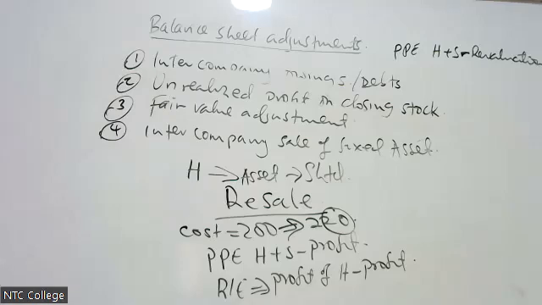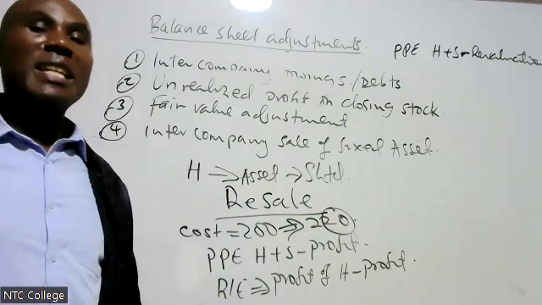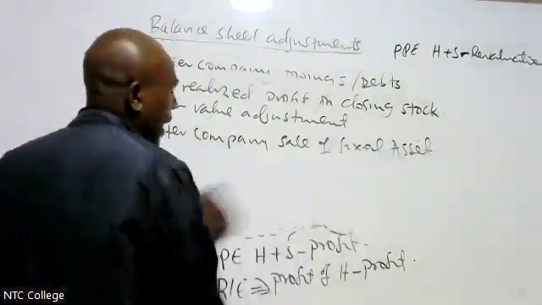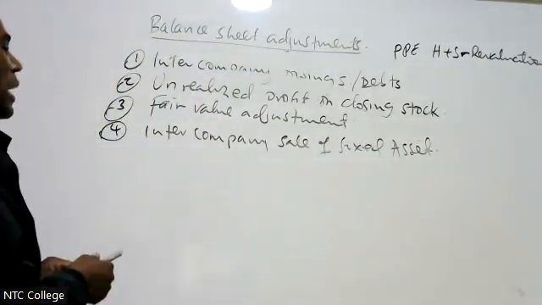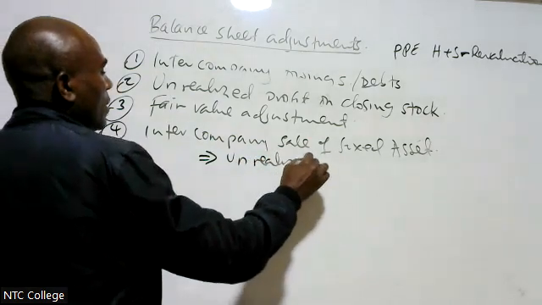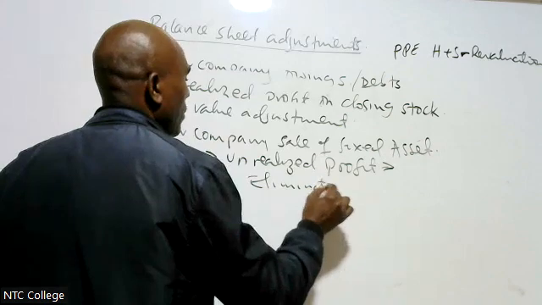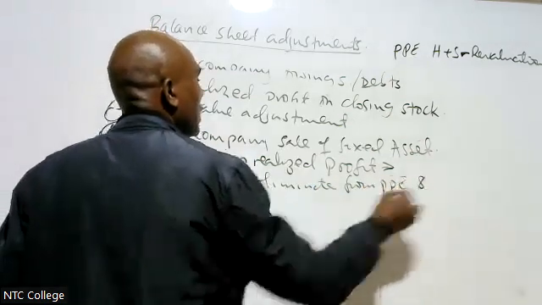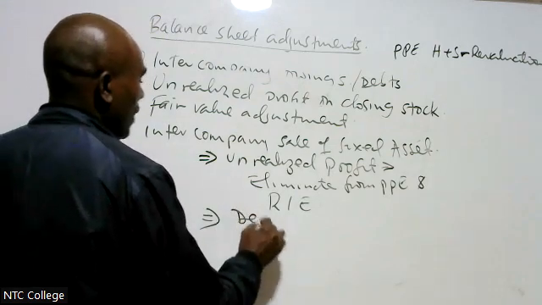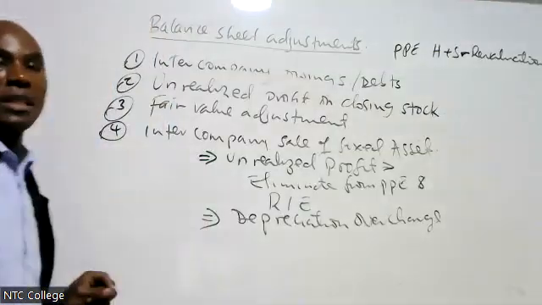Now, if we sold at a profit, listen, we are developing the concept. If we sold at a profit, then it means that the purchasing company overcharged depreciation. Therefore, if we have intercompany sale, number one, we shall have the unrealized profit. This one we have said we eliminate from PPE and retained earnings. Then number two, we are going to have what we call depreciation overcharge.